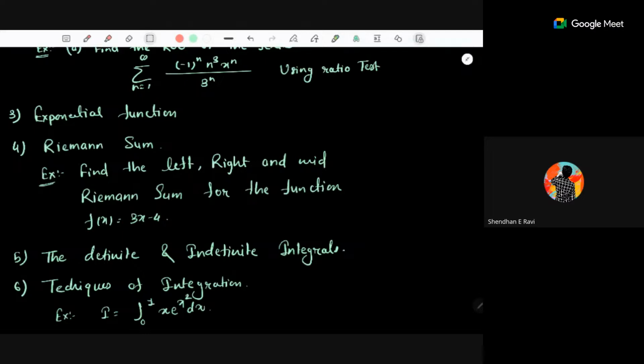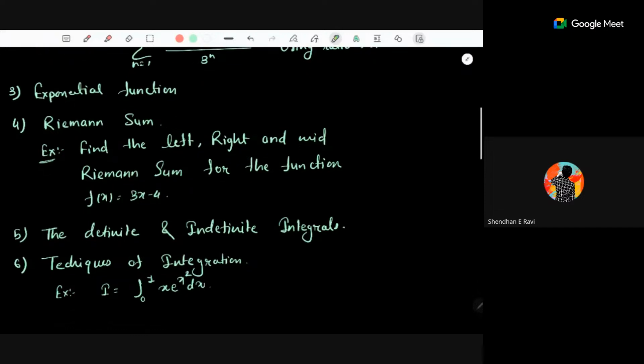Okay, so now we will study these three Riemann integrations, and we also try to find the left Riemann integration, right Riemann integration, and mid Riemann integration for this simple function f of x equals 3x minus 4.